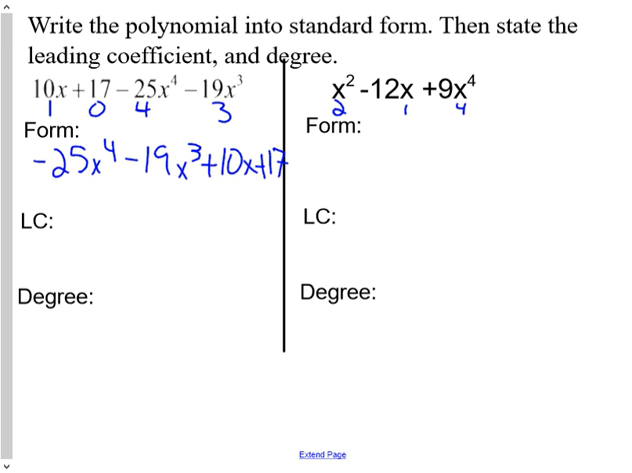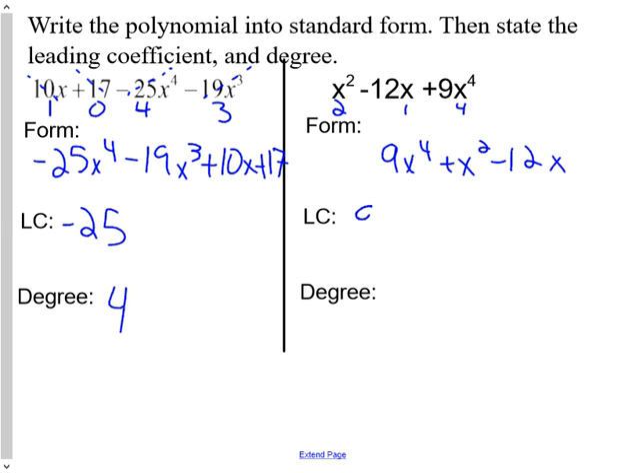Right? As you get better, you might not need to cross off what you've done. Right? And there's only 4 terms, so not too bad. The leading coefficient is minus 25, the degree is 4. And then over here, we've got 9x to the 4th, plus x squared, minus 12x. 9 is our leading coefficient, 4 is the degree.